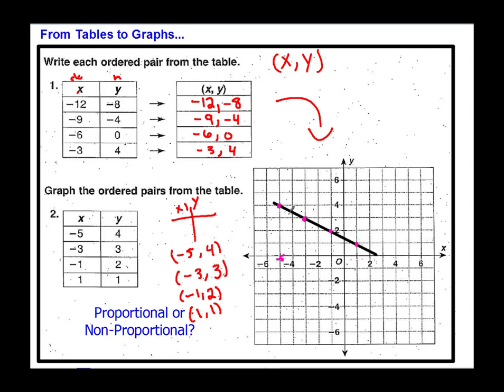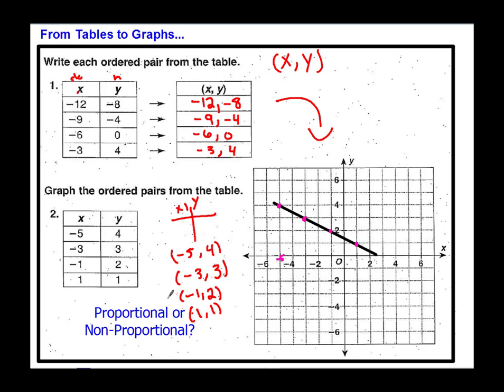Now I connect my dots and I can see that I have a linear relationship. It's a line. And that's basically all you do. You take it from the table, you make them into ordered pairs, and then you just graph them on the coordinate plane, and that's it.